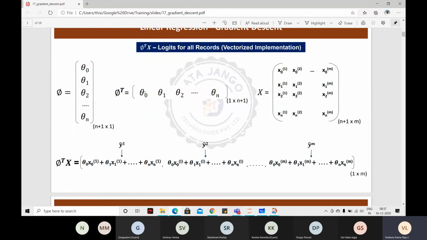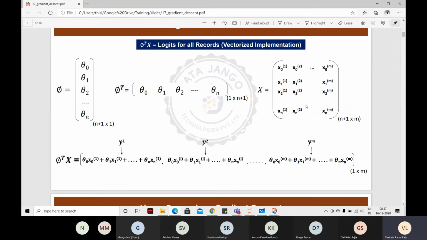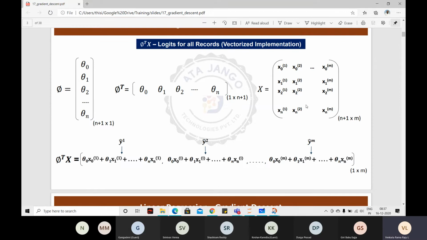Do you agree? This row multiplies this column. That's going to be the first row prediction. This row multiplies this column. That's going to be the second row prediction, Y2 cap. This row multiplies the third row, that is the third row. This row multiplies the mth row, that is the mth row's prediction. Y1 cap, Y2 cap, Ym cap. Do you agree? Yes. Understood?